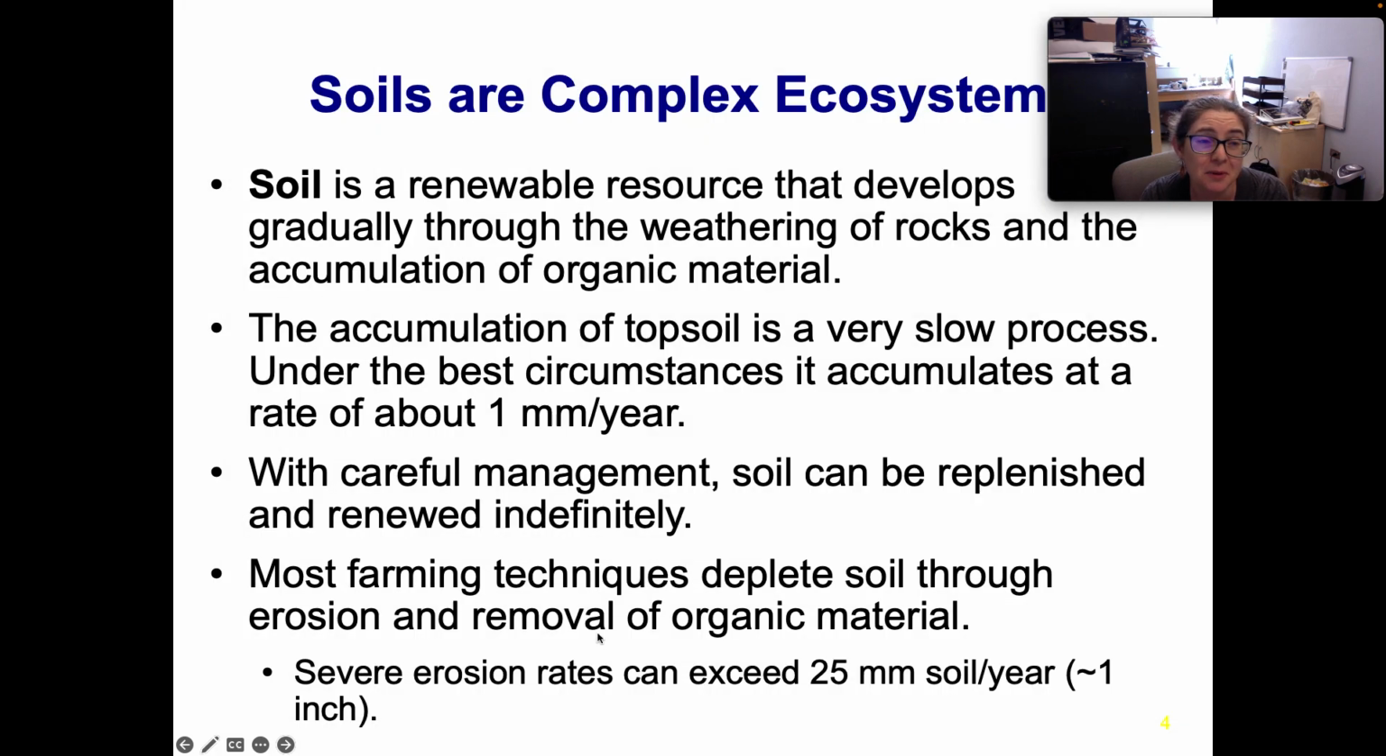So one of the big resources that farming uses is soils. And soils are complex ecosystems. A lot of people think of them as just dead dirt, but they're actually much more complex than that. Soil is a renewable resource that develops gradually through the weathering of rocks and the accumulation of organic material. The accumulation of topsoil, though, happens really, really slowly. Under the best circumstances, it's accumulating about 1 millimeter of topsoil a year.